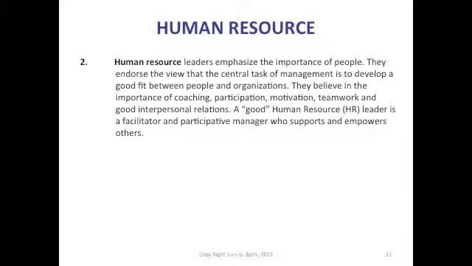Human resource leaders emphasize the importance of people. They endorse the view that the central task of management is to develop a good fit between people in the organization. They believe in the importance of coaching, participation, motivation, teamwork, and good interpersonal relations. A good human resource leader is a facilitator and participative manager who supports and empowers others.